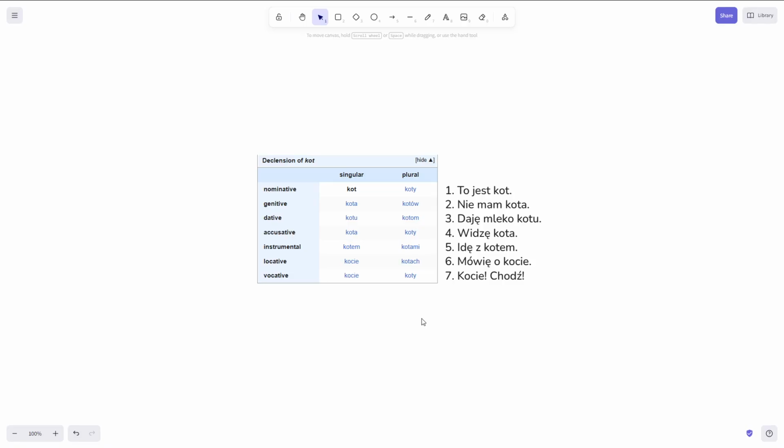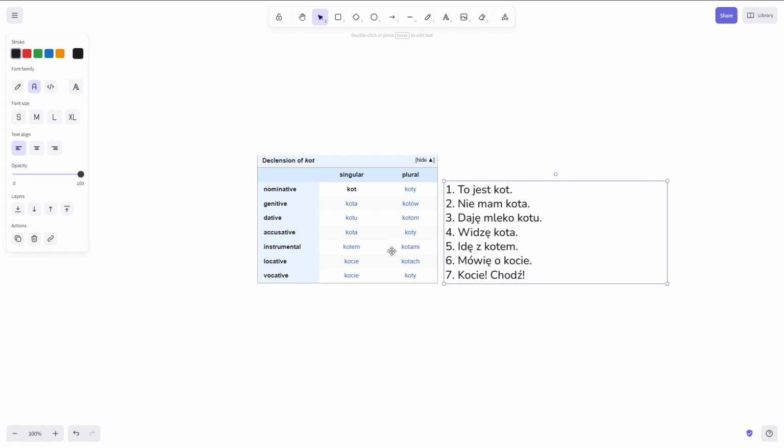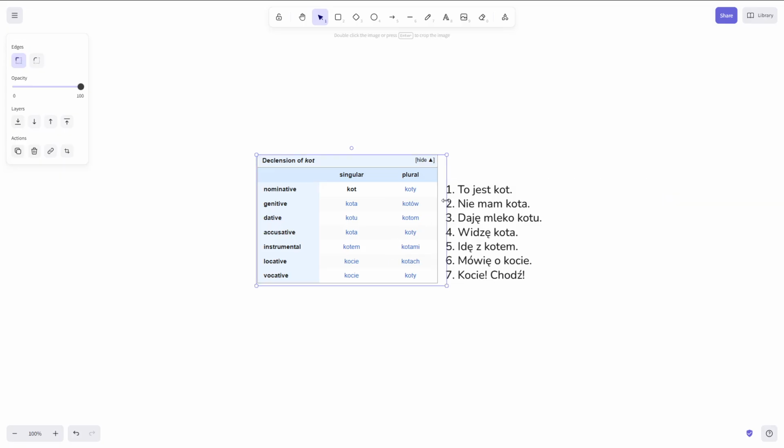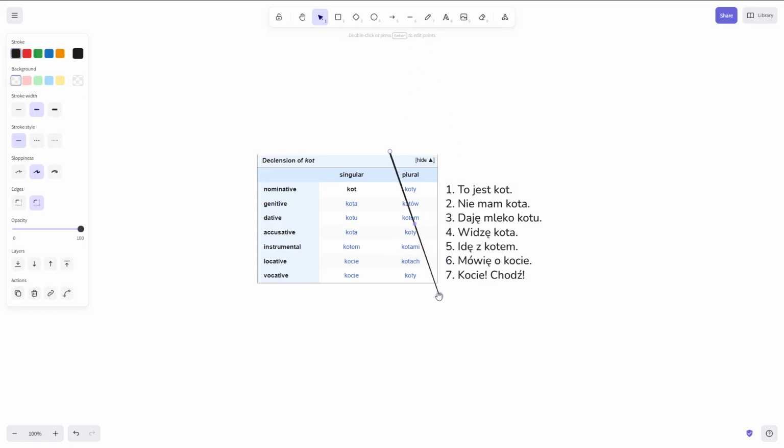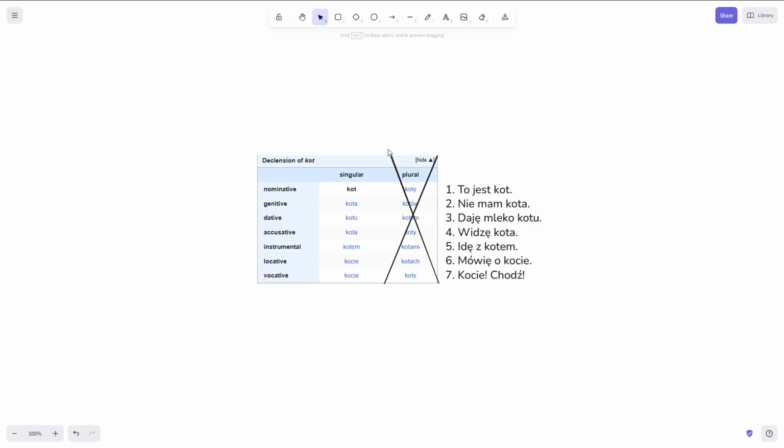Okay? So now let's construct 7 example sentences using each case. Okay? We're not talking about plurals here, okay? Because the plurals would be pretty much exactly the same. So the usage or the function of the cases is exactly the same, but you're just talking about multiple cats, not a singular cat, okay?